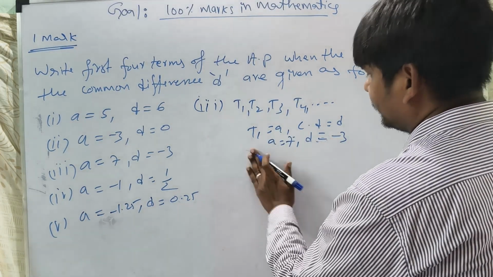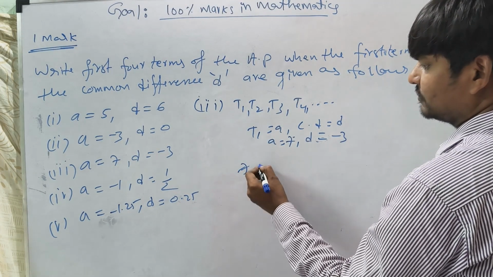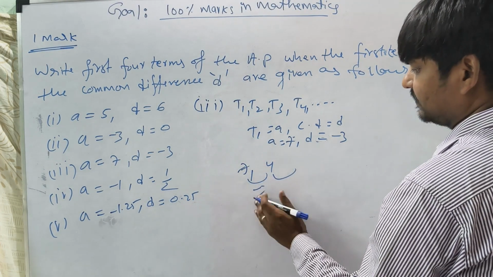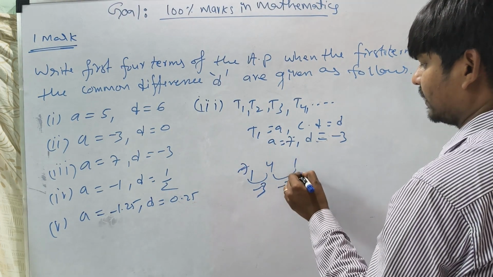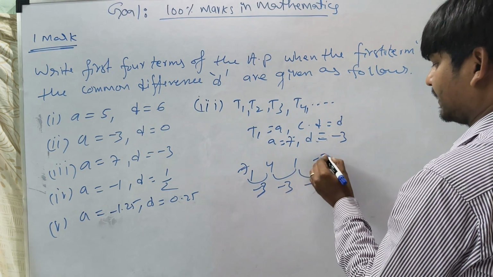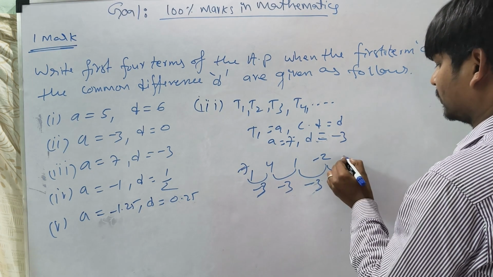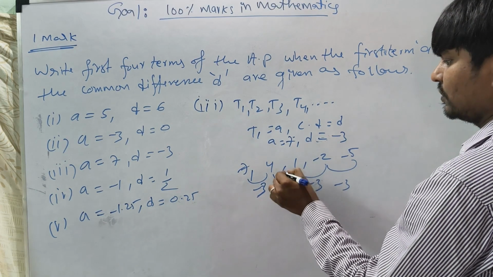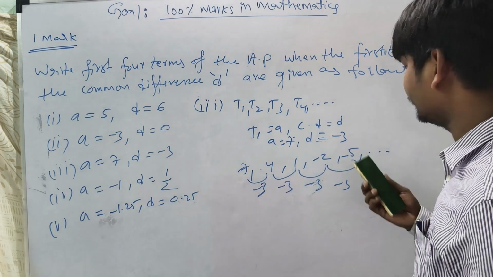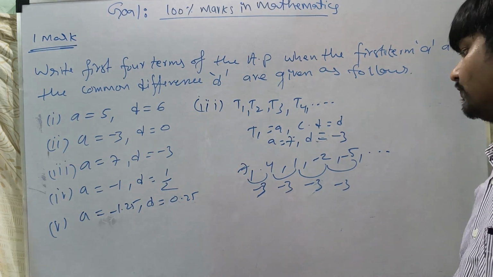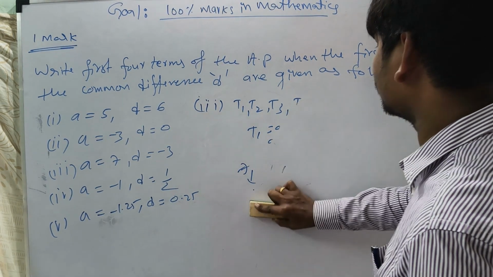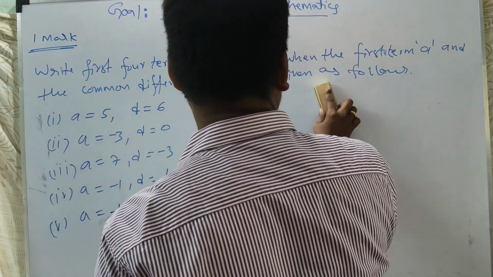Now see. Here 7 minus 3 means what? If you do minus 3 you will get 4. Now again minus 3, you will get 1. Again minus 3, you will get minus 2. Again minus 3, you will get minus 5. And so on. We want up to 4 terms only, but I am writing 5 terms here. If you write like this, you will get it. So like this we have to solve. This is one type. Another type is also there.